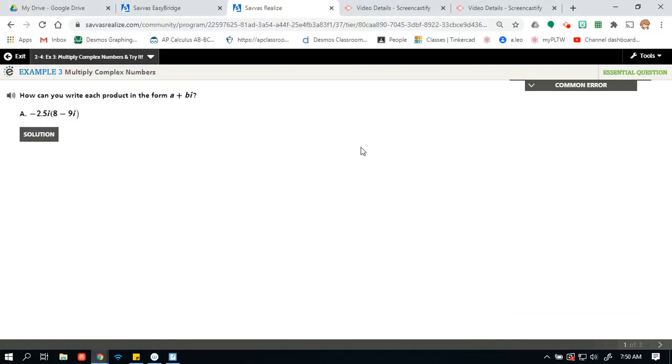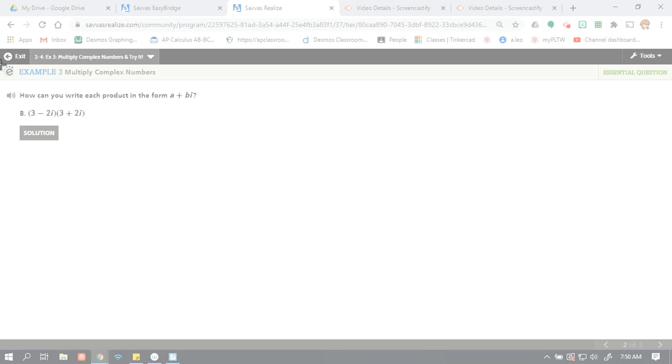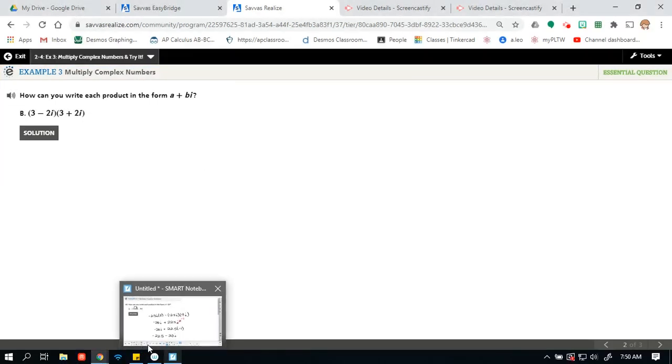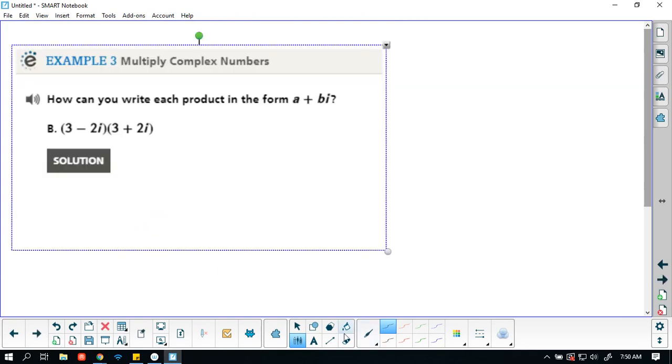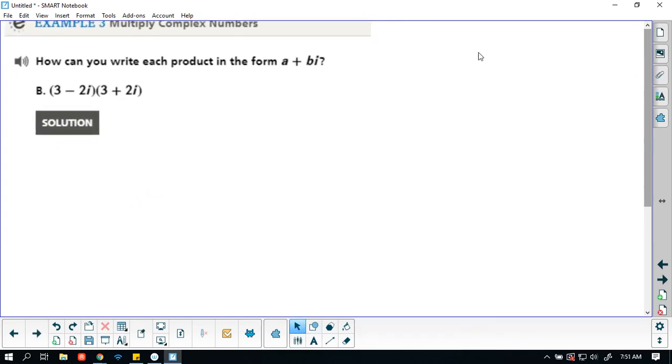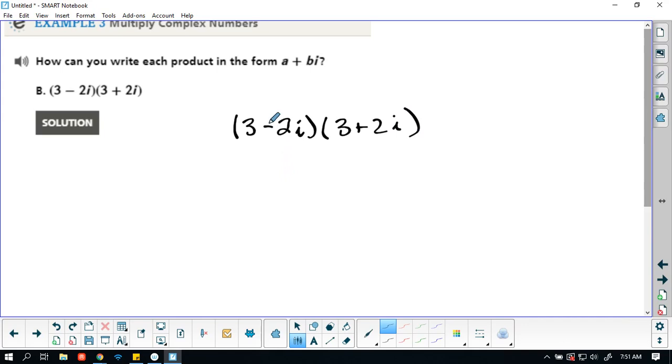All that work. We have a second example. So how can you write this one? Let's look at this one. Again, we're going to use FOIL here. We're going to do the same thing as we would in any other expansion. So I'm going to use FOIL.